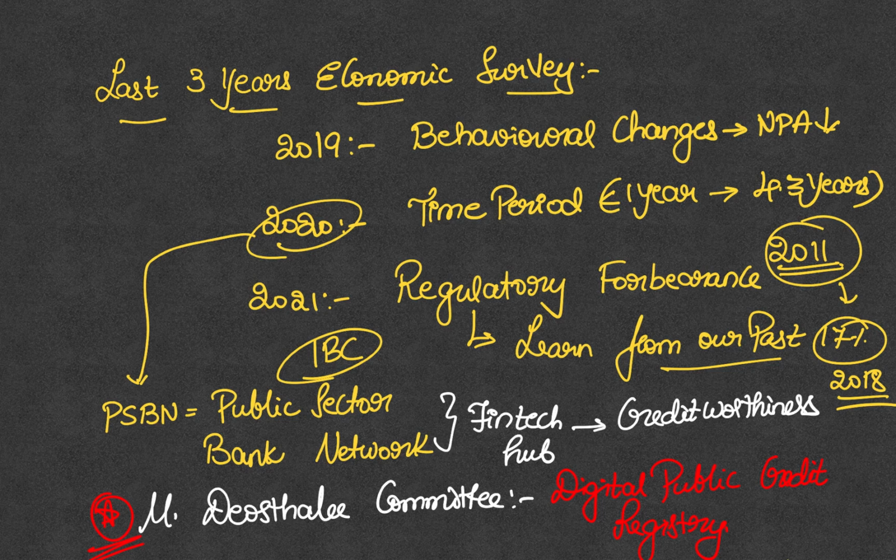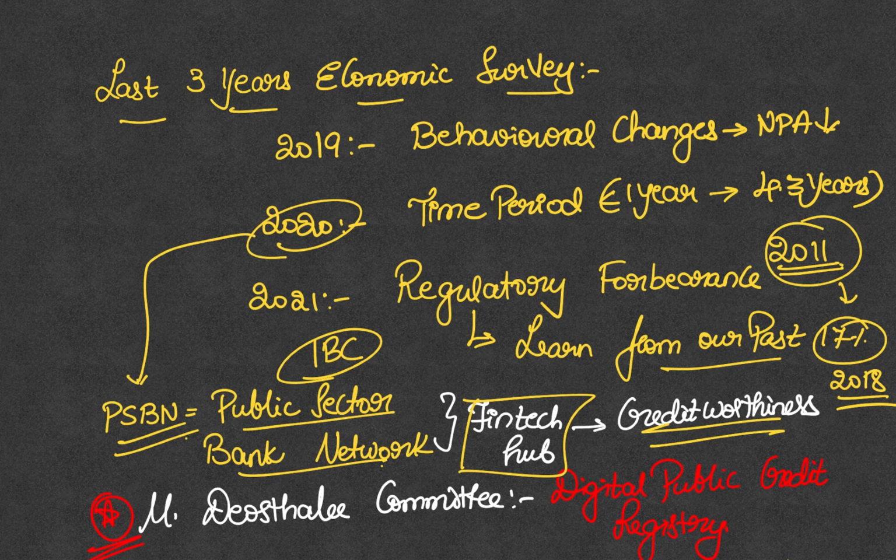And back in 2020, the economic survey talked about the importance of PSBN, that is the public sector bank network, which is nothing but an office which can act as the fintech hub, that is the financial technologies hub, to discuss the credit worthiness of the borrowers. Similarly, another important factor is there is a committee called the M. Deostali Committee, which suggested that RBI comes up with a digital public credit registry. This is nothing but a database, so that this database is available for all the financial stakeholders to assess the credit worthiness of the organization.